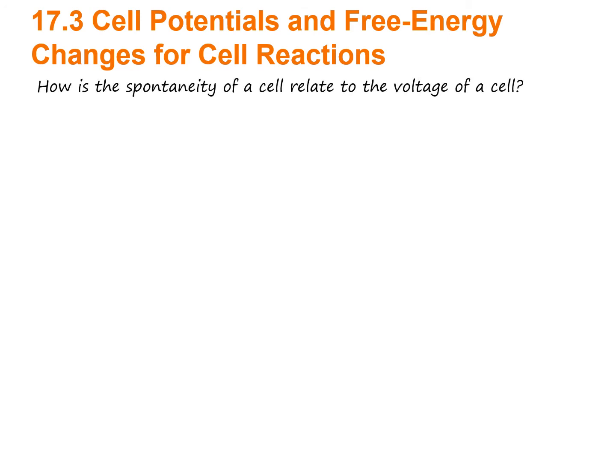So again, how do we relate the spontaneity of a cell to the voltage that we measure in a galvanic cell? Well, delta G equals minus nFE. We'll explain all those values in just a second. E is, of course, the cell voltage. The value n is the number of electrons in the reaction. So we'll look at the balanced reaction and determine how many electrons are being transferred. That'll be our n value.